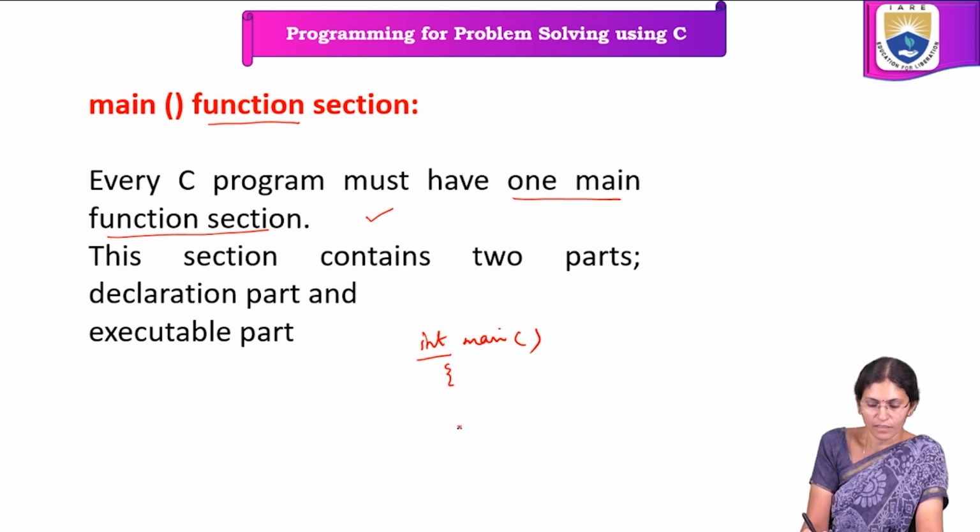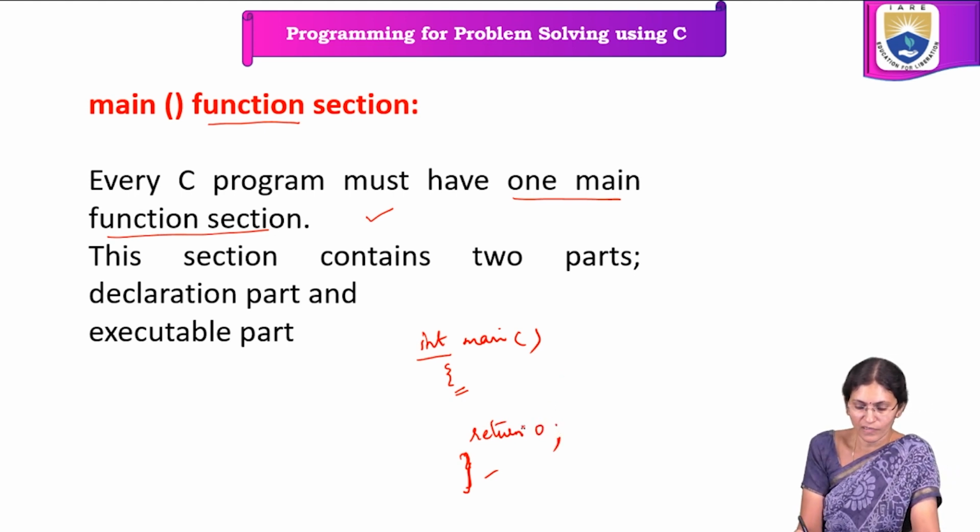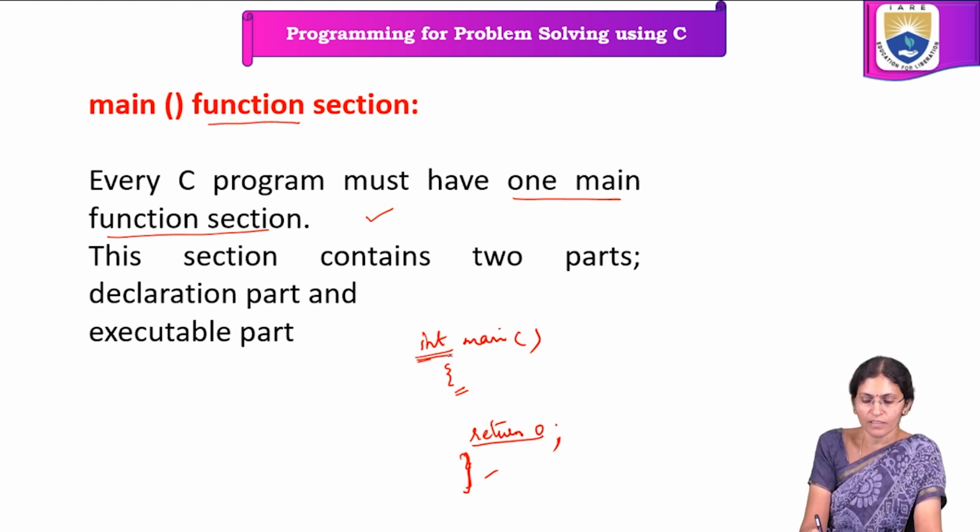After this we have the curly braces. This implies that the main function has started. This indicates the beginning of the program execution, whereas the closing brace indicates the ending of the program execution. At the end of this main function, we have to write return 0. We have written return 0 because the return type of this main function is integer type. So this is how we define the main function. Every C program must have one main function.